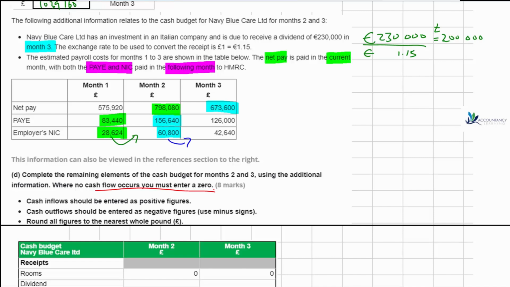So cash inflows should be shown as positive numbers and outflows using negative numbers, and we're going to use a minus sign to show a negative number and not brackets. And we want to round all figures to the nearest whole pound.